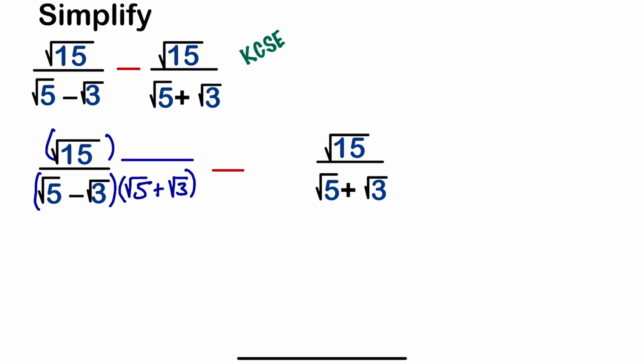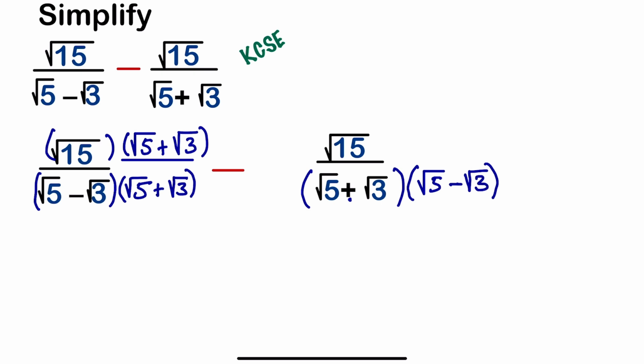So here we are going to have the same root 5 plus root 3. So we do the same. In this case, we have a plus, so the conjugate will be minus. Always focus on the denominator for the conjugate. So we are going to have root 5 minus root 3.